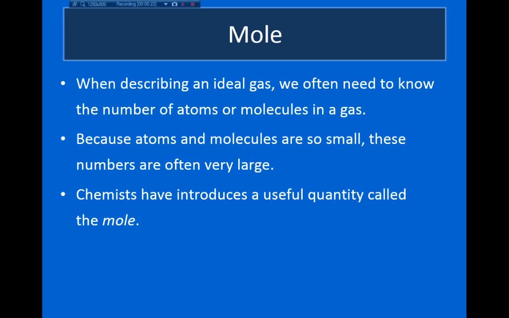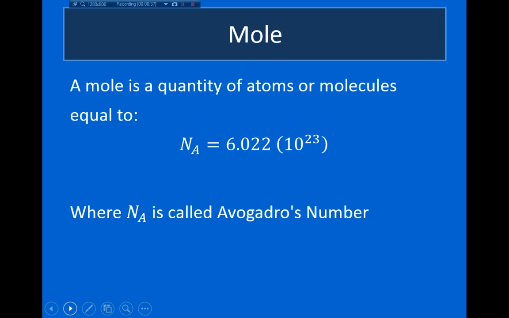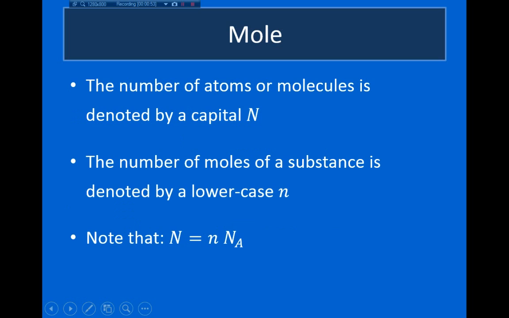However, because molecules are so incredibly small, there is an enormous number of molecules in any macroscopic amount of a gas. And to deal with these extremely large numbers, chemists have introduced a concept that is called a mole. So 1 mole of any quantity is equal to 6.022 times 10 to the 23rd molecules, where this number, 6.022 times 10 to the 23rd, is referred to as Avogadro's number, which I'll denote with a capital N and a subscript A.